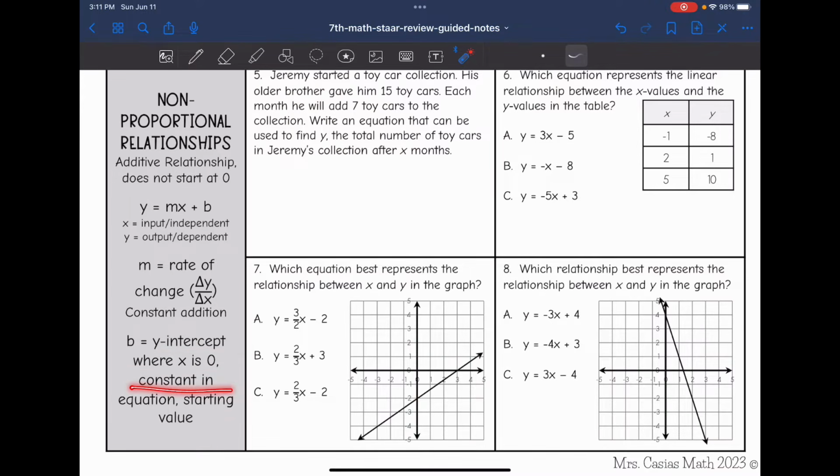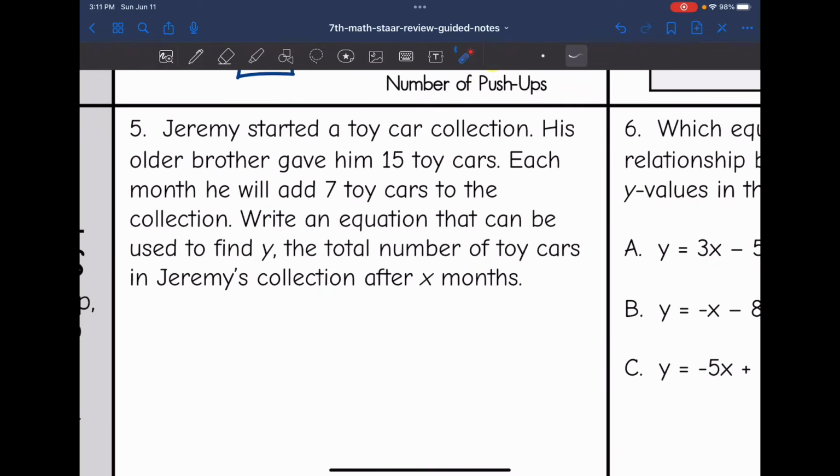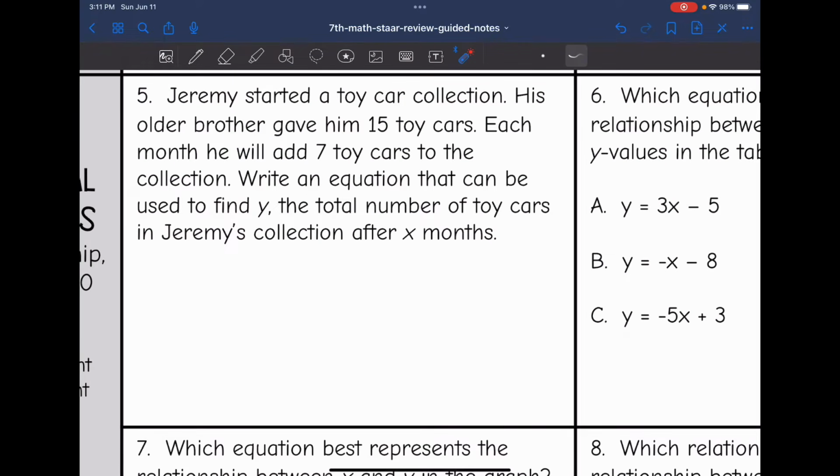It is the constant in the equation or the starting value. So let's look at number 5. It says, Jeremy started a toy car collection. His older brother gave him 15 toy cars. Each month, he will add 7 toy cars to the collection. Write an equation that could be used to find y, the total number of toy cars in Jeremy's collection, after 4 months.